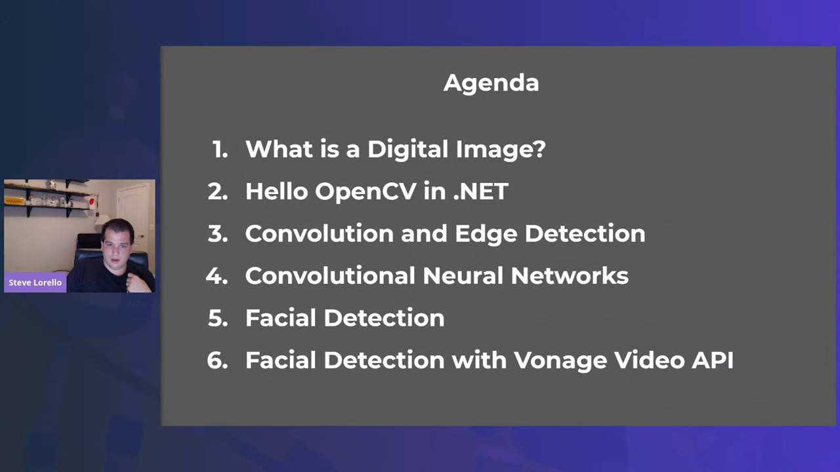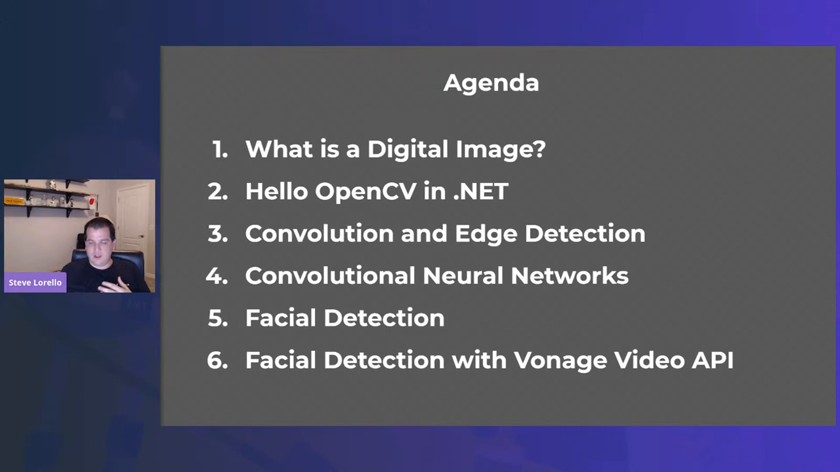So here's a bit of an agenda of what we're going to be covering. First, we're going to tackle that existential question: what is a digital image? Then we'll be doing a little bit of basic code with OpenCV and .NET. Then we'll start diving into the interpreting part of our definition. We're going to start looking at convolution and edge detection. Then we'll look at convolutional neural networks and building a neural net to classify images of dogs using a WhatsApp chatbot. Next, we'll look at facial detection, and then we'll be doing some real-time facial detection with Vonage's video API. And finally, we'll start looking at some feature tracking and image projection, if we have time at the end.